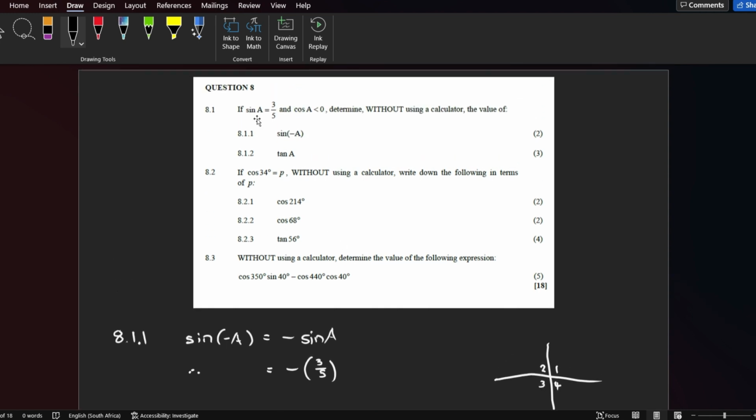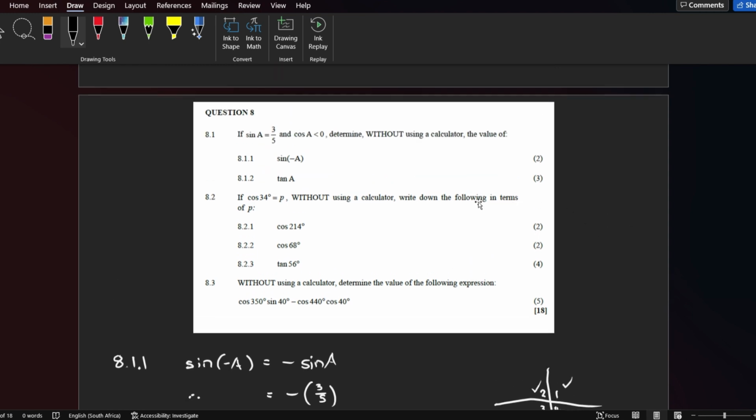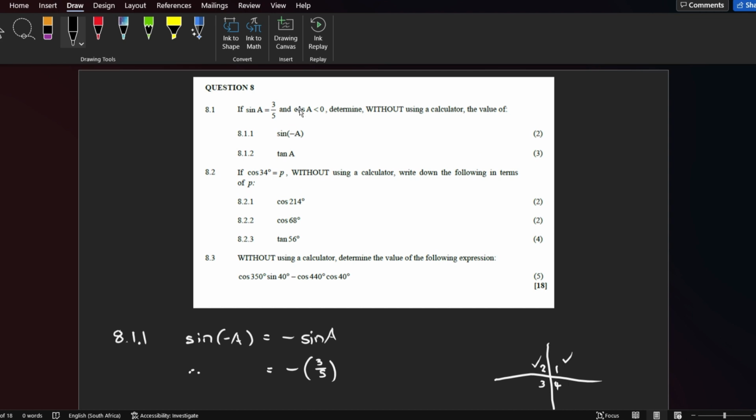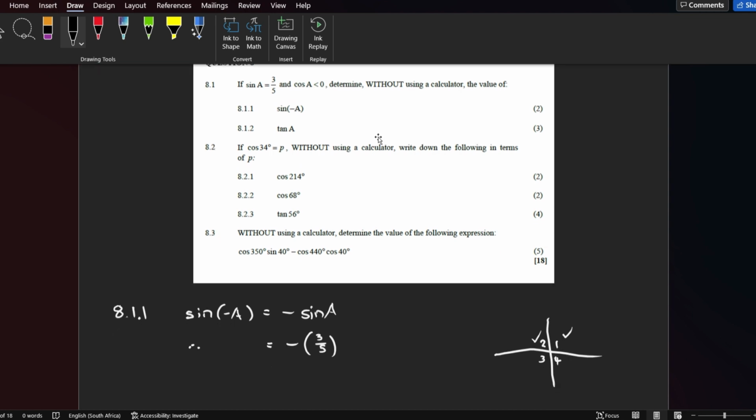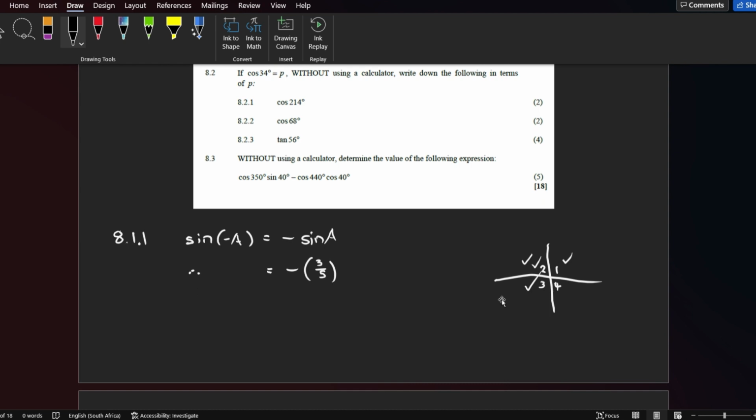The first part of the question tells us that sine A is 3 over 5, meaning sine A is positive. So we know sine is positive in the first quadrant and in the second quadrant. And then our second indicator told us that cos A is less than 0. And we know cos A is negative, or less than 0, in our second quadrant and in our third quadrant. And as you can see, we have a double check in the second quadrant. Therefore, we will draw our triangle in the second quadrant of our Cartesian plane.